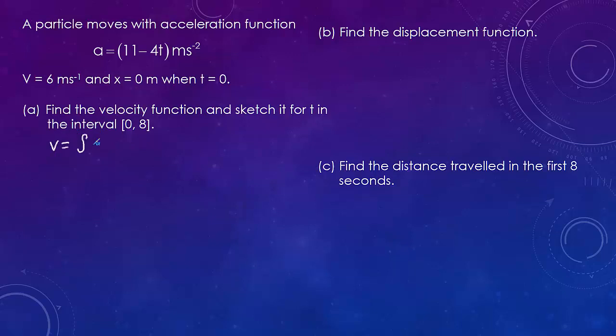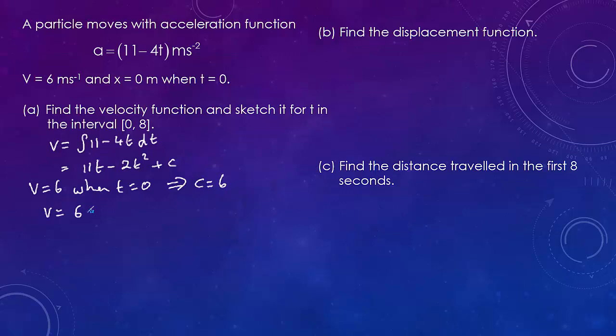So we're going to integrate 11 minus 4t dt. So that's going to be 11t take away 2t squared plus a constant. We know that v is equal to 6 when t is equal to 0. And that would give us, if we substitute in, that the constant is equal to 6. So v is going to be 6 plus 11t minus 2t squared.